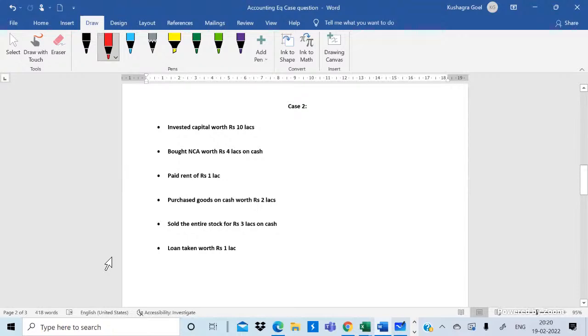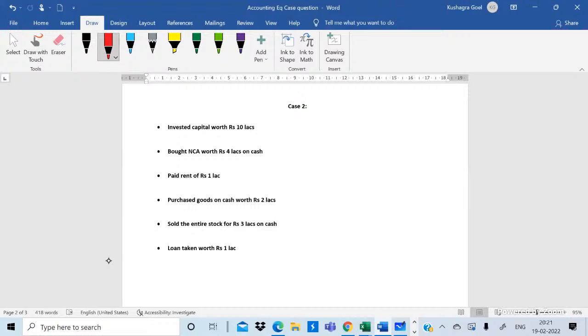Second one, let's say you started a company and you've invested capital worth 10 lakhs. So on one side, capital will go up for the company. On the other side, cash balance will go up for the company. Then you buy non-current assets worth 4 lakhs on cash. So again, on one side, your non-current assets will go up, be it furniture and fixtures, plant and machinery, or whatever. So the non-current asset, which is an asset, will go up. On the other side, another asset, which is cash, will go down.